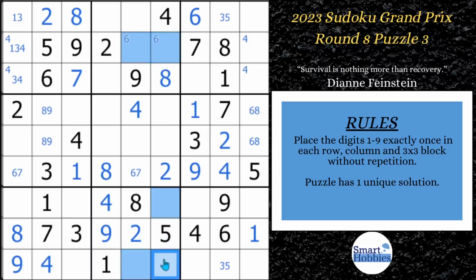So 6 has got to be here and here, or it's going to be here and in one of these 2 spots. This is also another form of that mini X-wing, but really what it creates is what we call a claiming pair. It says the 6s are limited to these 2 spots in block 5, right? Because they can't be here. If they're in one of these spots, you'd run out of places to put the 6 in blocks 2 and 8. And since the 6s are limited to these 2 spots, you can eliminate a 6 from right there and solve that for a 7 and solve this cell for a 6.